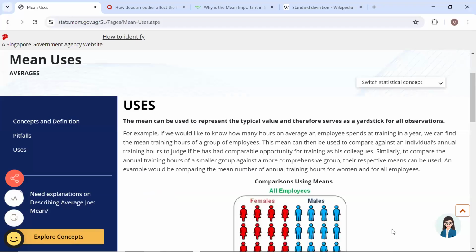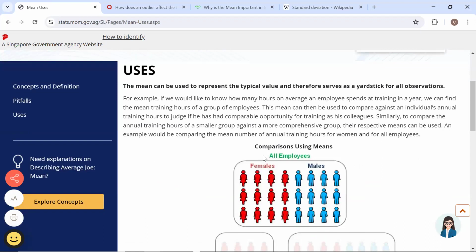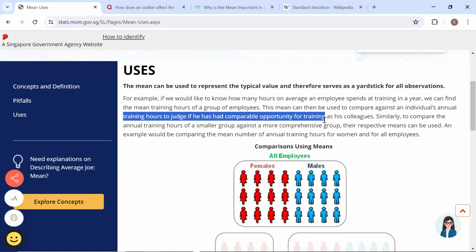Over here you can see that this is the Ministry of Manpower website of Singapore. There's actually this page which I found that shows you what the mean is used for. In this page, they give an example of finding the mean training hours of a group of employees. Why do they want to find the mean training hours of a group of employees? They can compare an individual's annual training hours to judge if he or she has a comparable opportunity for training.